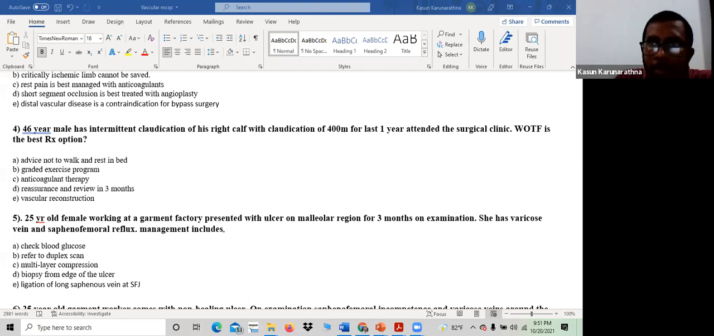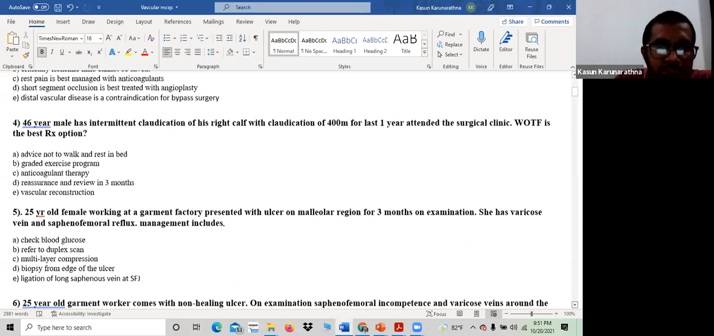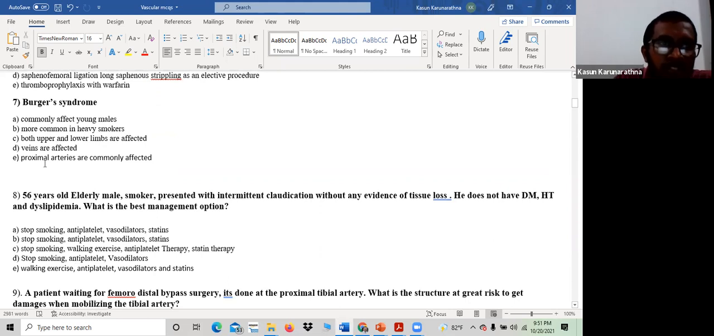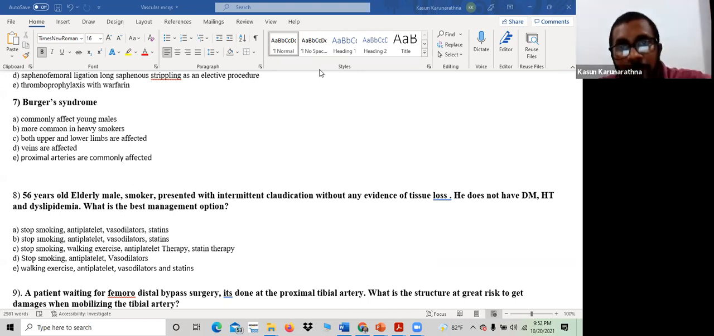Okay. Then, Buerger's disease commonly affects young males. What are the answers for question number 7? Commonly affects young males, true. More common in heavy smokers, true. Both upper and lower limbs are affected, true. Veins are affected, true. Proximal arteries are not commonly affected. Proximal arteries can also be affected, but commonly the distal arteries. So except E, the others are true. Okay, good.